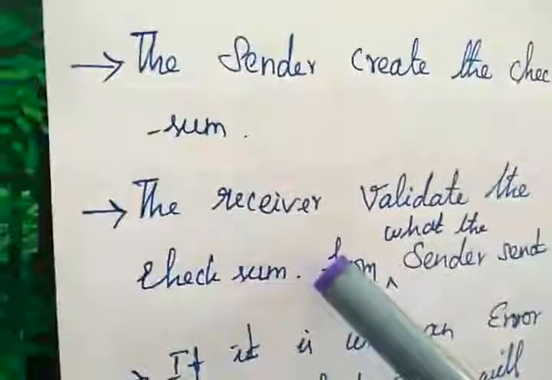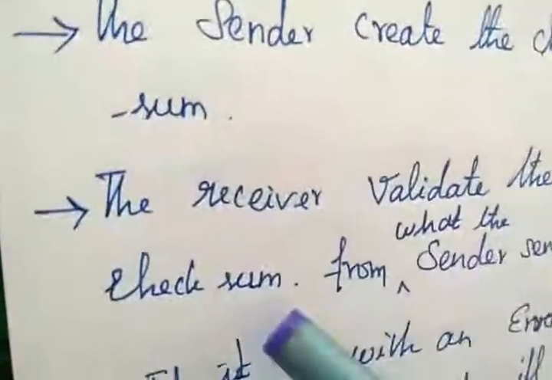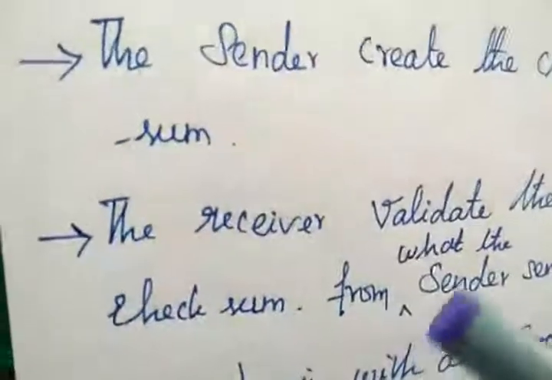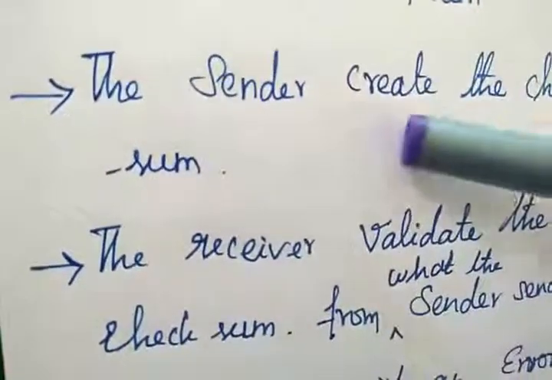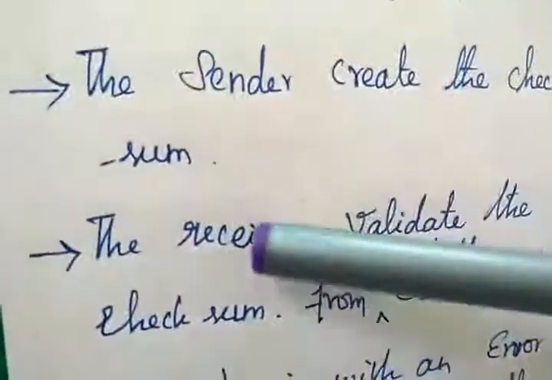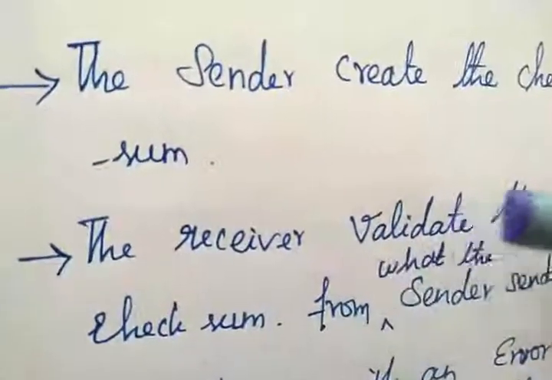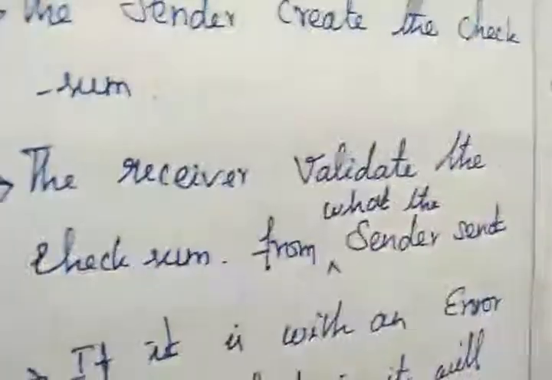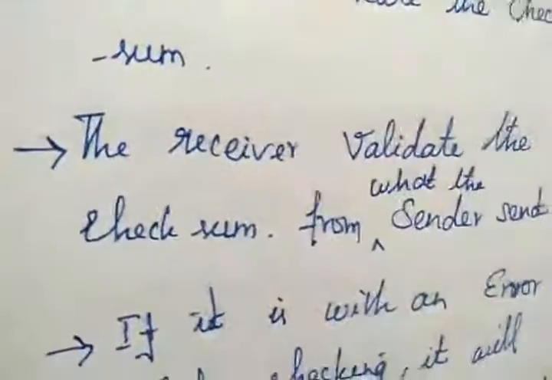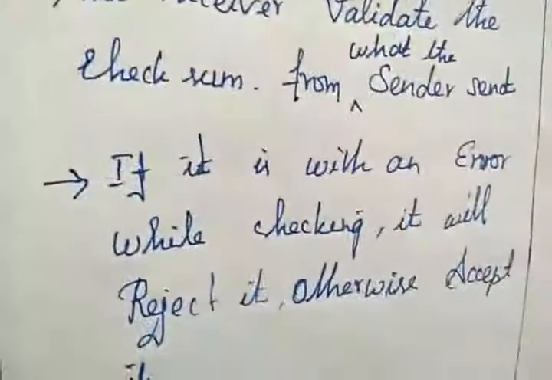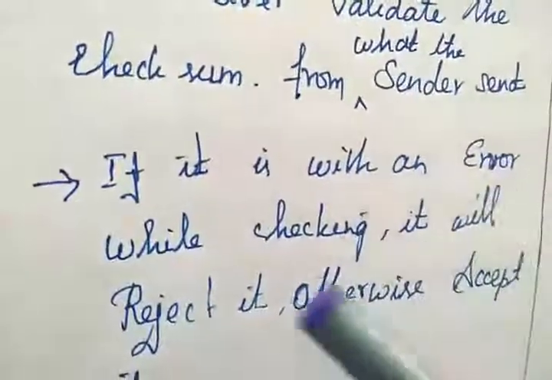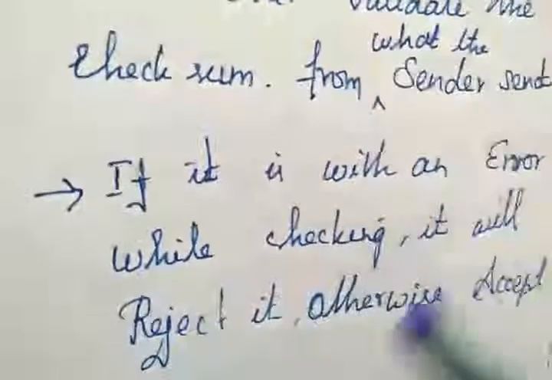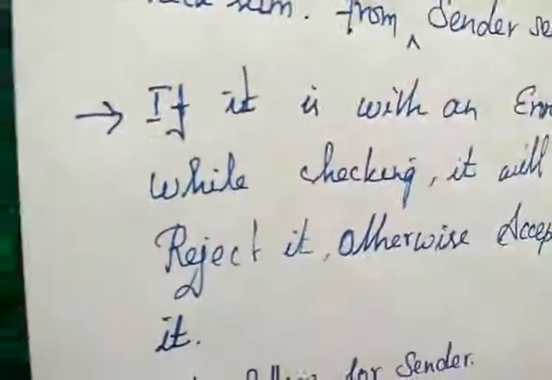Next point is that the receiver validates the checksum from what the sender sent. So the sender's responsibility is to create a checksum. The receiver's responsibility is to validate the checksum. Validate means checking whether it is correct or not. Next point is, if there is an error while checking, the receiver will reject it, otherwise accept it.